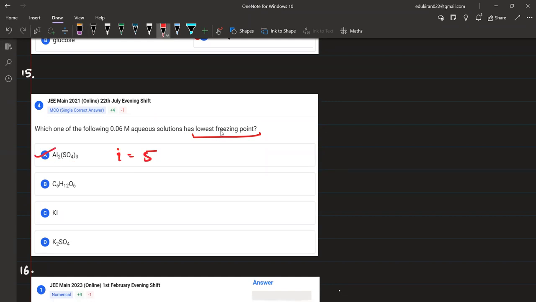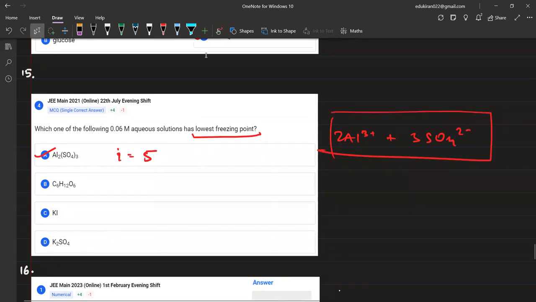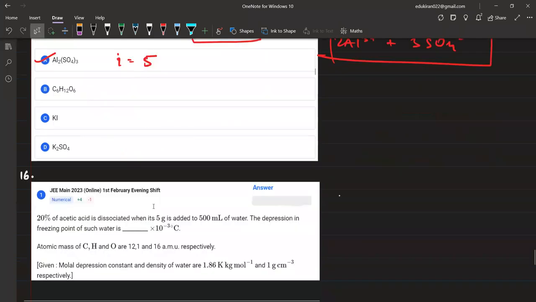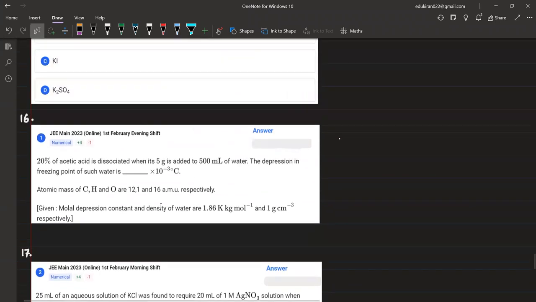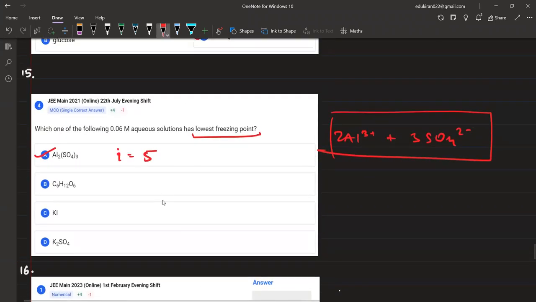A is only correct ना. It is going to give you 5 ions, 2 Al 3 positive plus 3 SO4 2 negative ना. 5 ions मिलेंगे, that is the correct answer. So, but i is 2 and C, right? हाँ, यहाँ पे i is equal to 2 होगा, तो कम है ना?